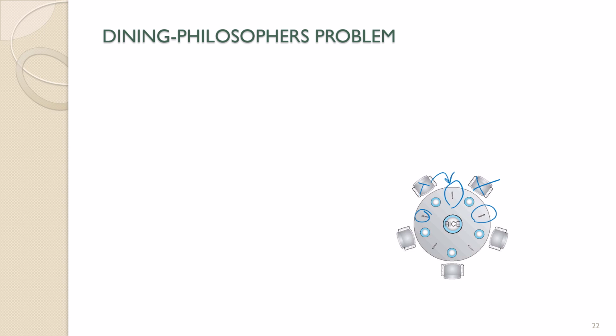There are different issues about this, because should you allow a philosopher to pick up a chopstick if they're not able to pick them both up? Because then they would be picking up one and waiting for the other one, and that could cause a situation which could cause a deadlock, which we're going to talk about in a minute. So that's it. This is a classic problem, and it's only got 5 chopsticks, and there are things to think about.